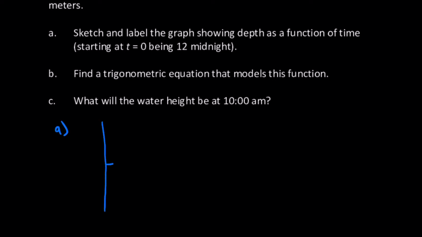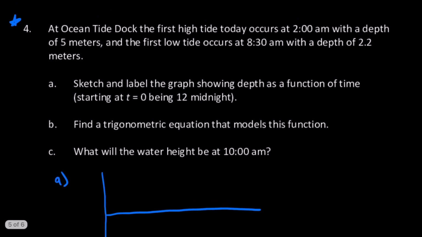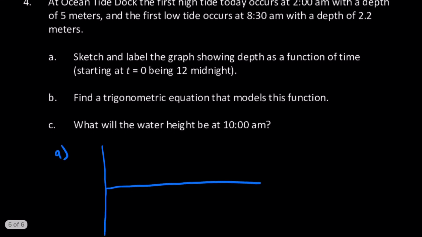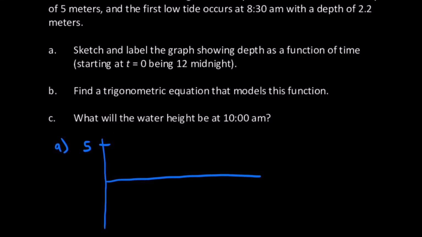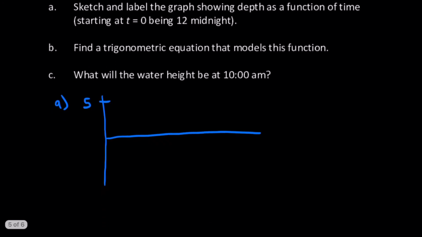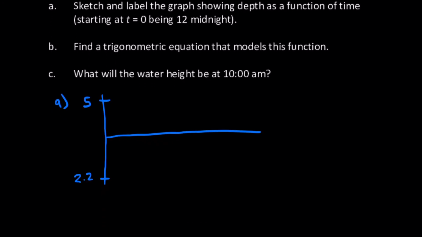My y-axis, here's my x-axis. Now, what I notice here is that the high is 5. That's my maximum. The low is 2.2. Now notice how I'm doing this. And I did this a couple examples ago. I know there's a vertical shift here. So the first thing I do is find what the midline is. What I would do is take 5 plus 2.2, divide it by 2. 5 plus 2.2 is 7.2, divided by 2 is 3.6. So that's my midline. It's not the x-axis, that's my midline.